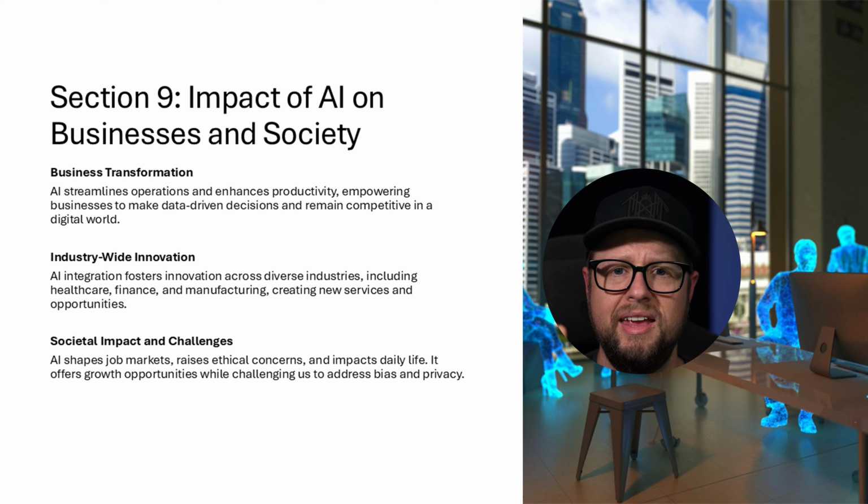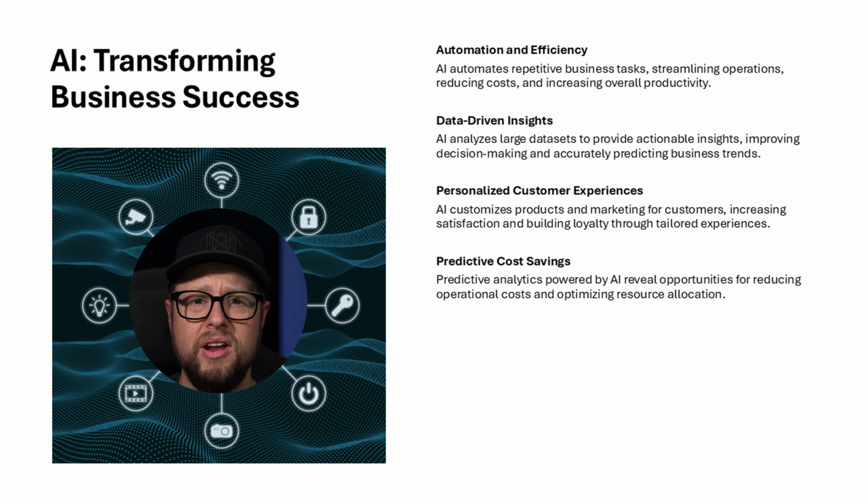Section 9. Impact of AI on business and society. AI's impact extends broadly, influencing businesses as a collaborative partner in transforming various aspects of society. For businesses, AI can bring enhanced efficiency through automation that streamlines repetitive tasks, boosting productivity and reducing cost. It provides data-driven insights by analyzing vast amounts of data at superhuman speeds, extracting actionable intelligence for informed decisions, market trend prediction, and process optimization.